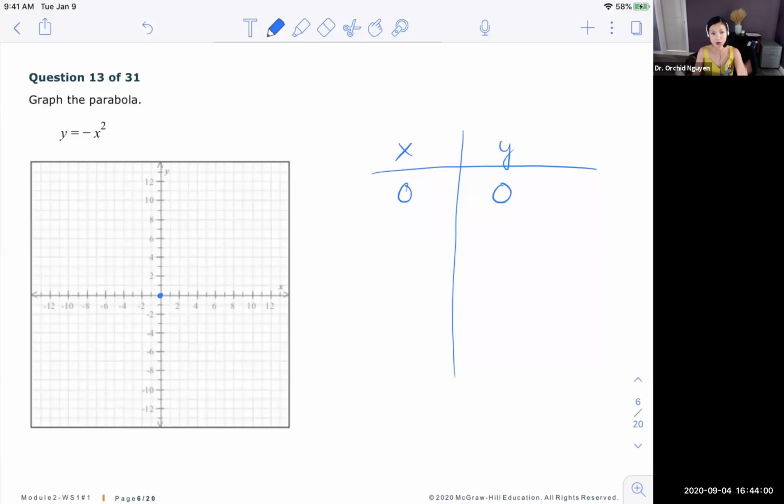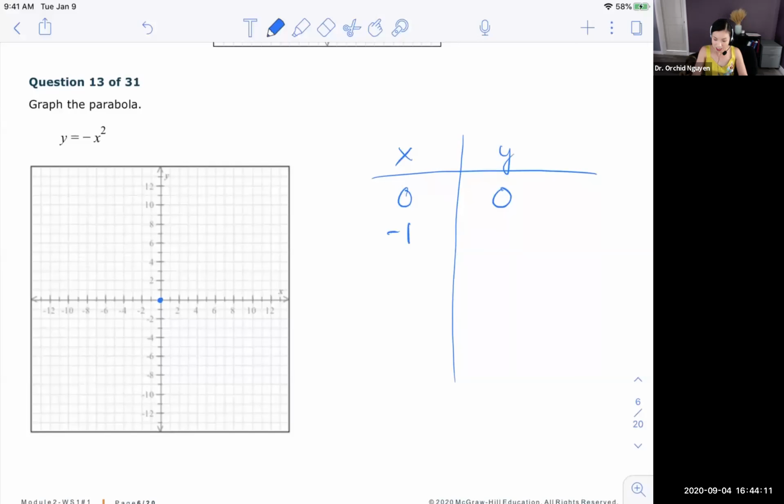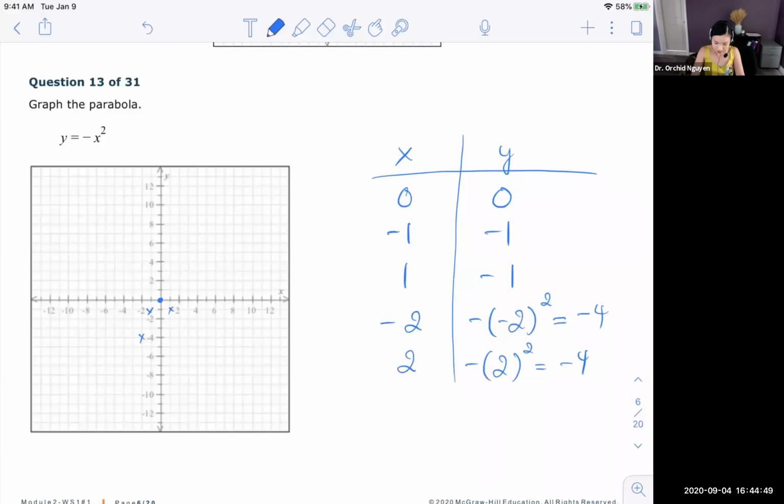In this case, the vertex is 0, 0. I'm going to pick left of the vertex, which is -1, and then right is going to be +1. So for -1, I'm going to get 1 squared, and then you apply the negative, I'm going to get -1. If I put -2, I'm going to get -4, right? So hopefully you know that we have -2 here, square, you get 4, but then you apply the negative, you get back to -4. If I put 2, we should get the same answer, which is -4. So as you can see, we have this one, and this one. So it opens downward.